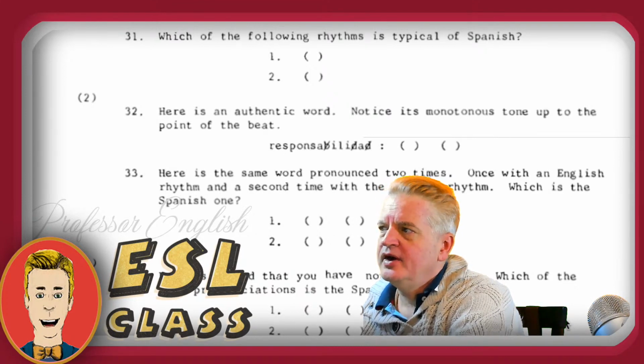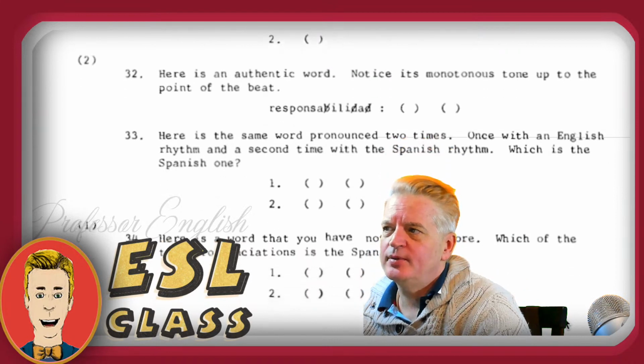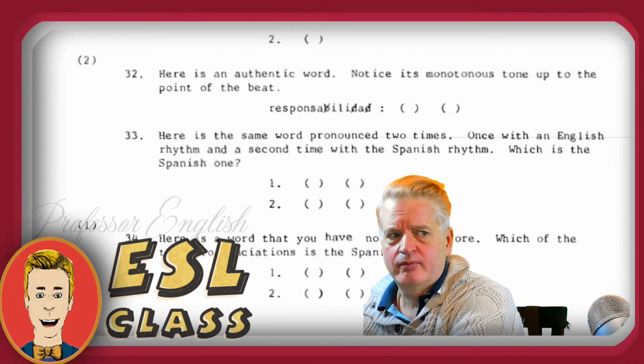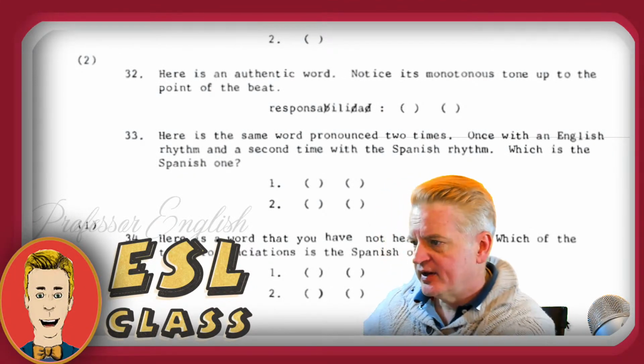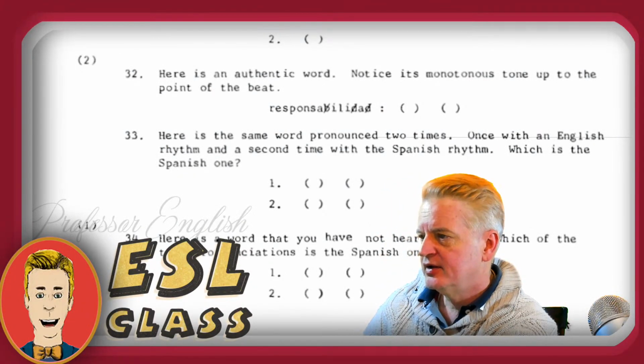Number 32. Here's an authentic word. Notice its monotonous tone up to the point of the beat. Responsabilidad, responsabilidad.